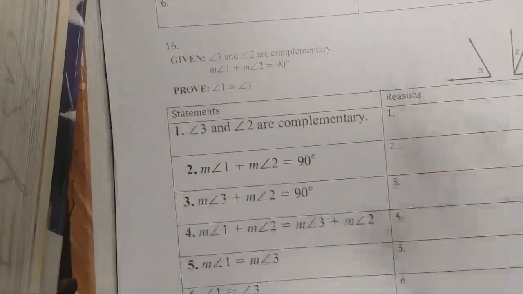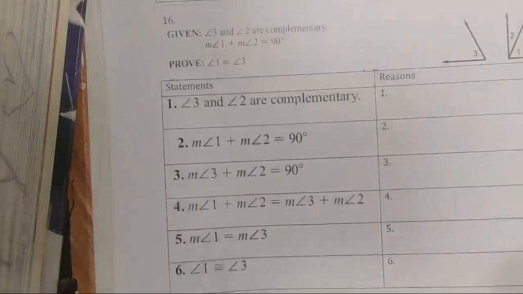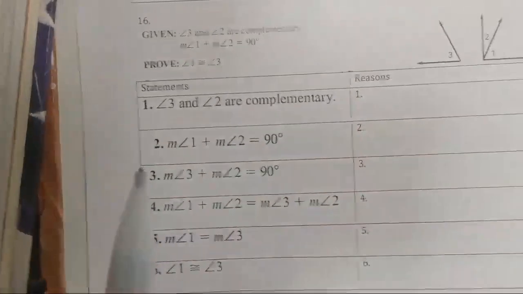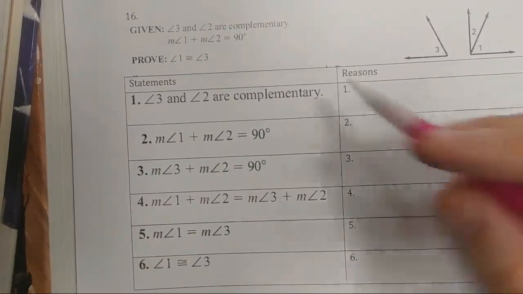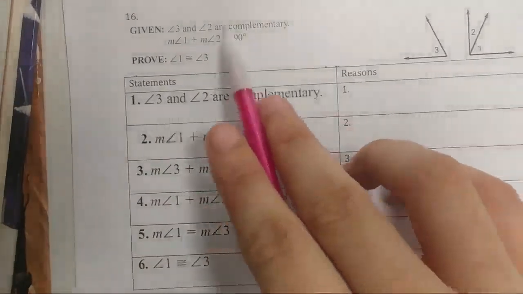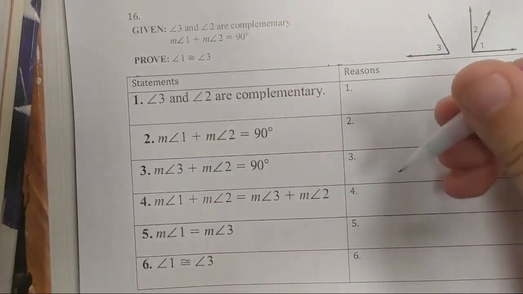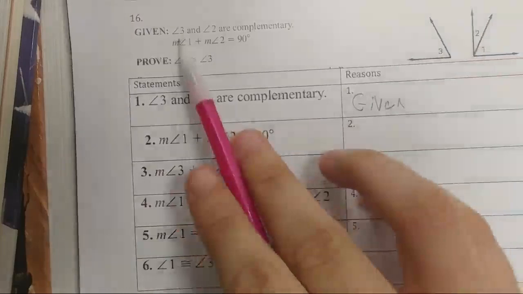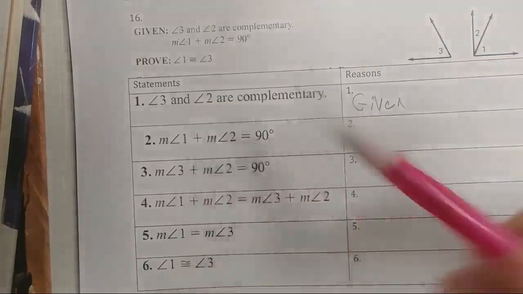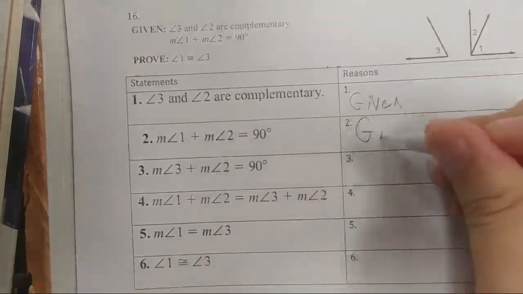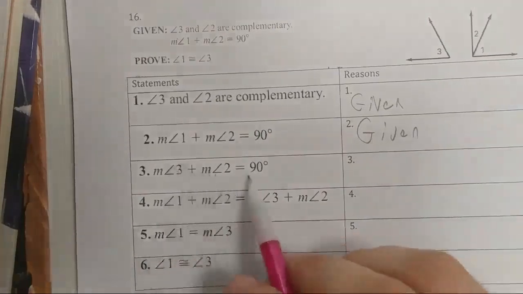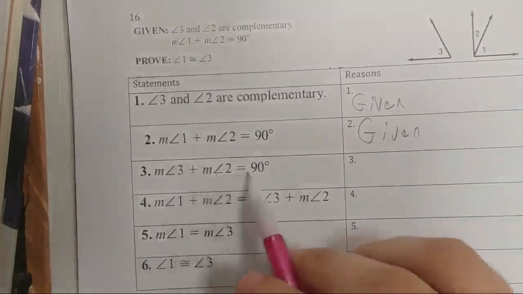Okay, let's get to the next one. Okay, so you have a proof here that you have to fill in the blanks. So let's do that. 3 and 2 are complementary. Hey, look at that. That's given. 1 and 2 equals 90 degrees. Hey, look at that. That's given. 3 and 2 equals 90 degrees. How do I know that 3 and 2 are 90 degrees?